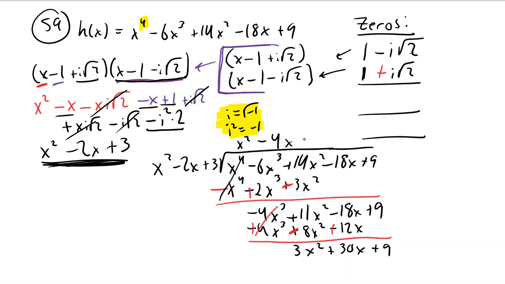The last part would need to be a plus 3, because 3 times x squared is 3x squared. 3 times negative 2x would be negative 6x. 3 times 3 would be 9. Yeah, I must have a mistake right here somewhere.